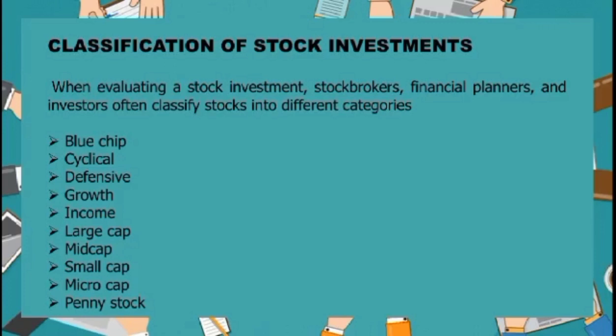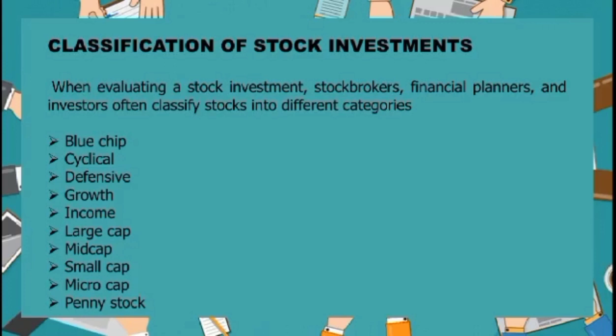Number 2, cyclical, a stock that follows the business cycle of advances and declines in the economy. Number 3, defensive, a stock that remains stable during declines in the economy. Number 4, growth, a stock issued by a corporation that has the potential of earning profits above the average profits of all firms in the economy. Number 5, income, an investment that pays higher than average dividends.